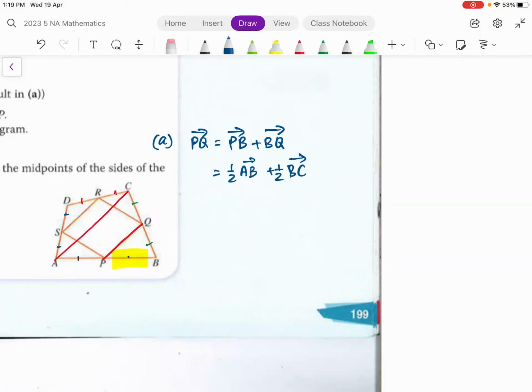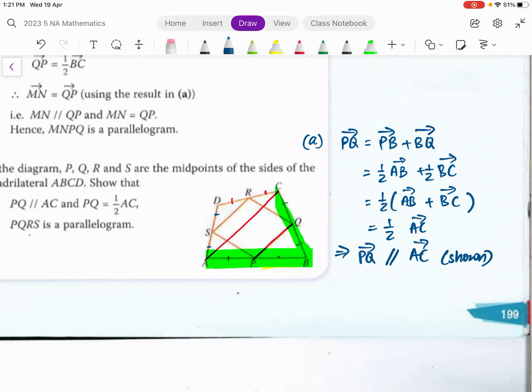Now we have done what we set out to do. I have managed to write PQ in terms of AC. Our conclusion is that, therefore, PQ parallel AC. Done. So this is shown. The moment you can write a vector equals to k times of another vector, it means that they are parallel already. Maybe opposite direction, but definitely parallel.